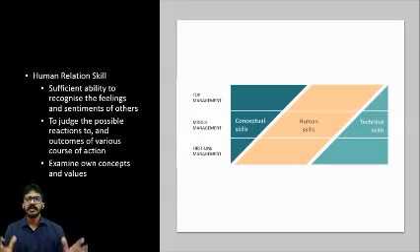So this is how the different skills are necessary at different levels of management. So that's all we have got for today.